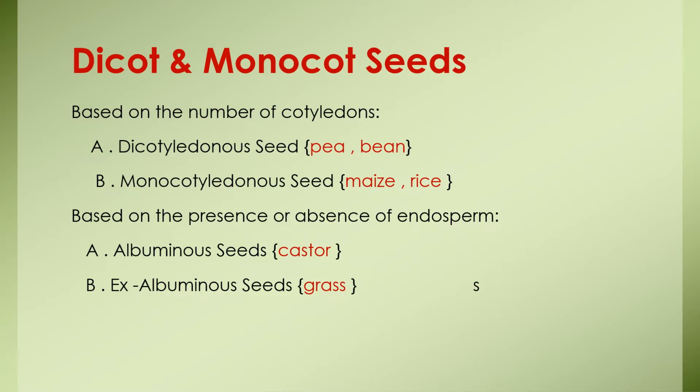Now, these albuminous seeds are also called endospermic seeds. They have thin and papery cotyledons and the food is stored in the endosperm. For example, in poppy and castor seeds. Exalbuminous seeds or non-endospermic seeds have fleshy cotyledons as they store food. For example, grass.